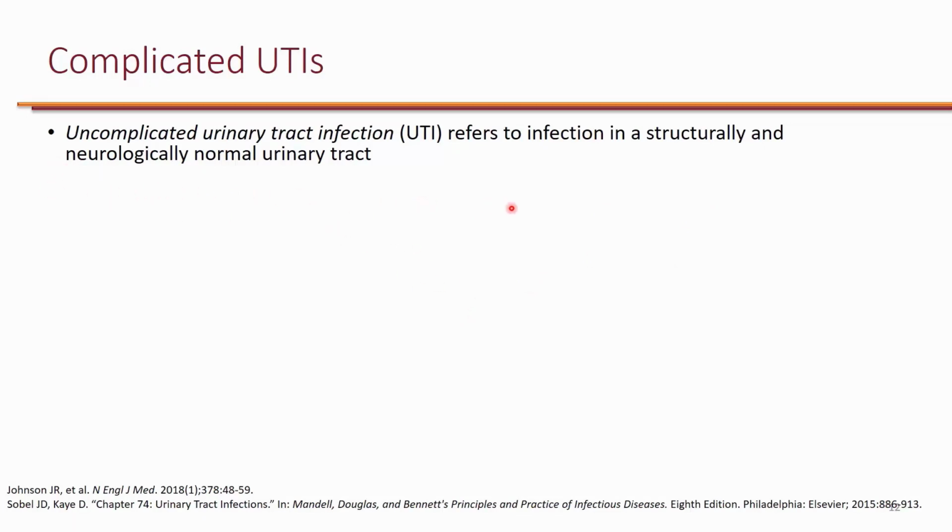And this is important because if you have a normal urinary tract, both anatomically and neurologically, that means you have normal flow of the urine, which typically clears the tract. So even if there are occasionally bacteria, the urine flow will actually wash them out.